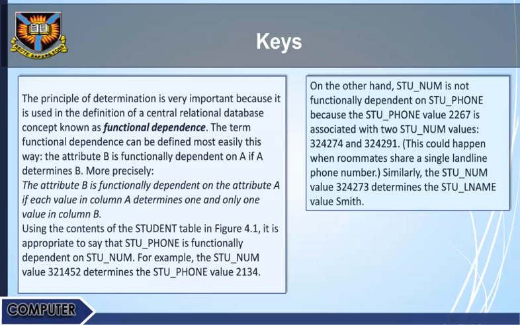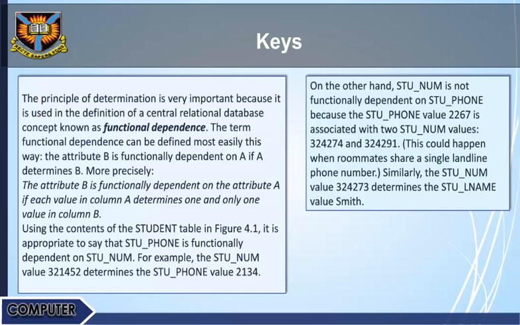Using the contents of the student table in figure 4.1, it is appropriate to say that student phone is functionally dependent on student number. For example, the student number value 321452 determines the student phone value 2134. On the other hand, student number is not functionally dependent on student phone because the student phone value 2267 is associated with two student number values, 324274 and 324291. This could happen when roommates share a single landline phone number.